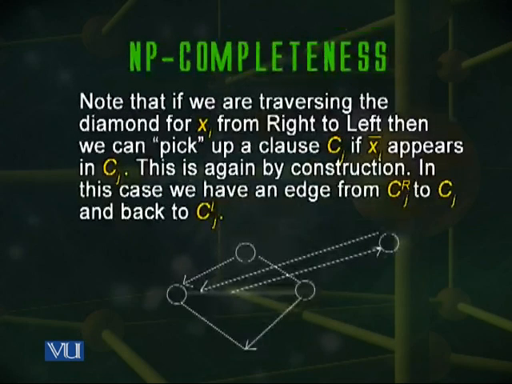Note that if we are traversing the diamond for xi from right to left, then we can pick up a clause Cj if xi bar appears in Cj. This again is by construction. In this case, remember we have the edges reversed. So we have an edge from Cj sup R to Cj and back to Cj sup L. Thus we can continue our journey in the zag-zig fashion.